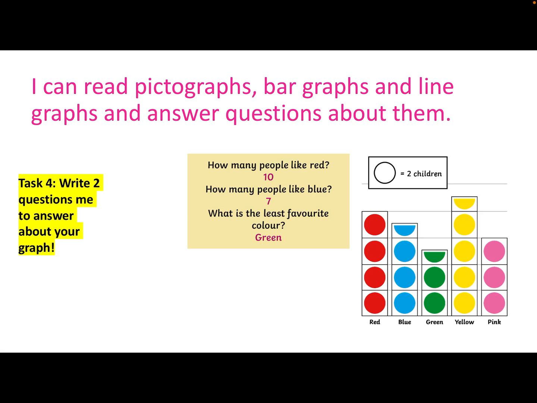So remember, there's this example. It could be how many people like red, or how many people like whatever your graph is on. How many don't like, what's the most popular one. So these are types of questions that you could write.